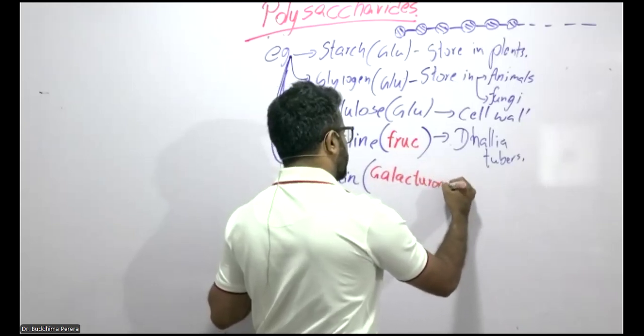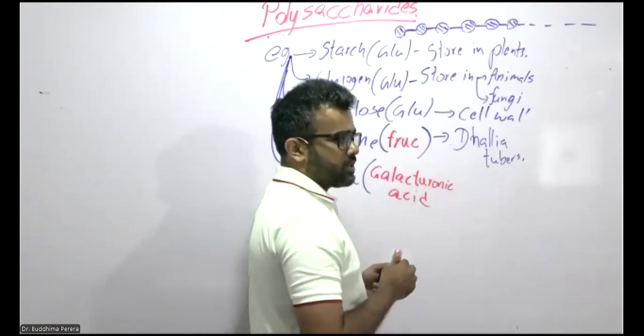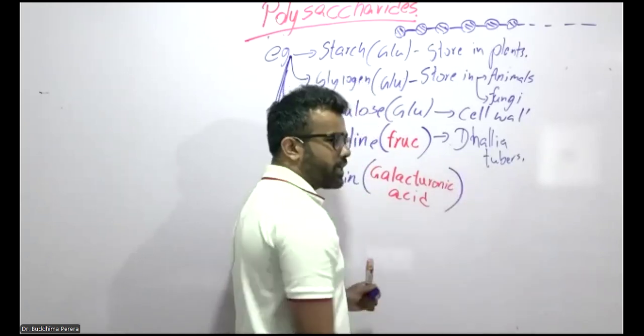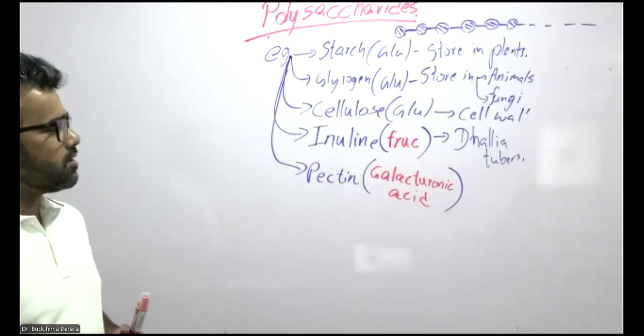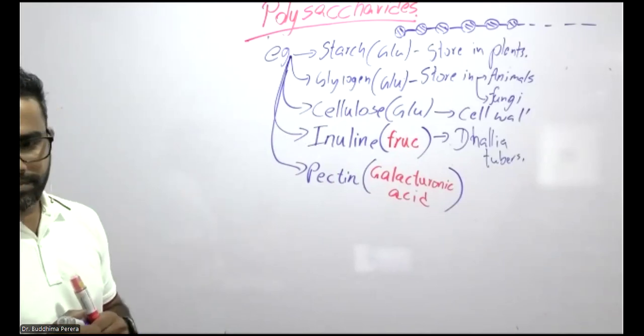Galacturonic acid. This is the monomer, just like glucose is a monomer. It's a monosaccharide. Galacturonic acid is the one which is polymerized to form pectin.